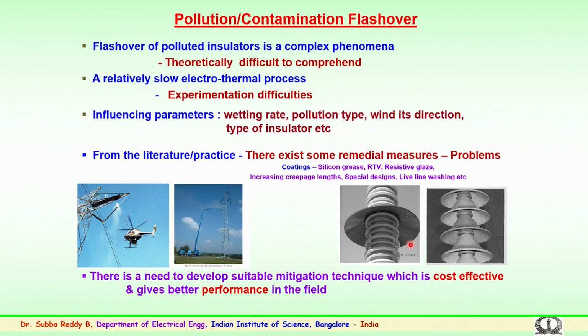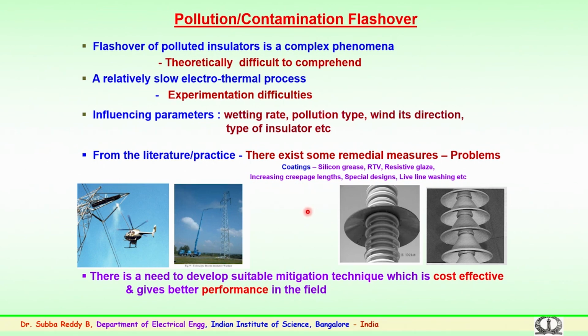And the influencing parameters, as mentioned, are the wetting rate of the insulator, whether mist, fog, light rain or drizzle, the pollution types, what type of pollution or contamination is spread on the surface of the insulator, and the wind and its direction also play a role. Some of the pollutants could be carried away by wind, some could be again deposited on the surface, and what type of insulator is being employed for the transmission at that particular zone. So, all these are the factors which influence contamination or pollution induced flashovers across the insulator string, particularly at extra high voltage and ultra high voltage transmission, which is of very serious concern.